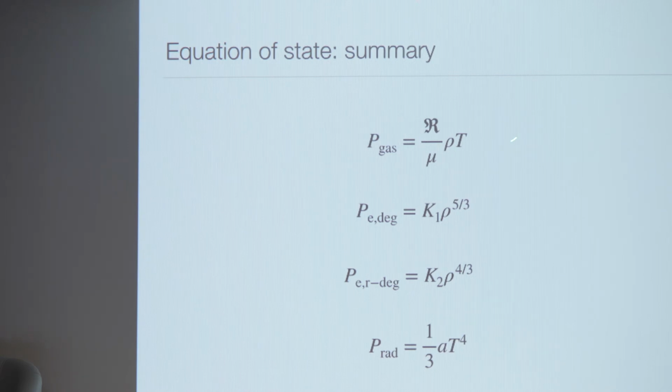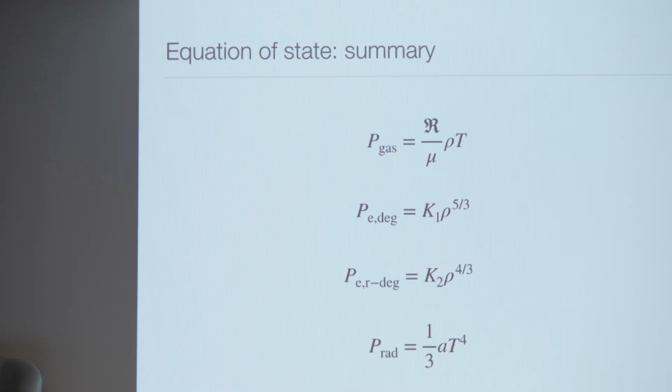So this is for gas pressure, which is proportional to the density and temperature. And then we got these two different kinds of degenerate pressure expression. One is for the non-relativistic case, which goes as density to the 5/3. And for the relativistic case, this power will be changed. But in both cases, they don't care about the temperature. And then radiation pressure will be temperature to the fourth.